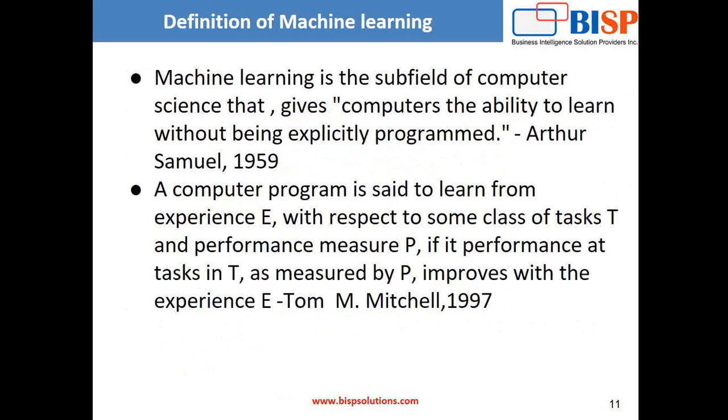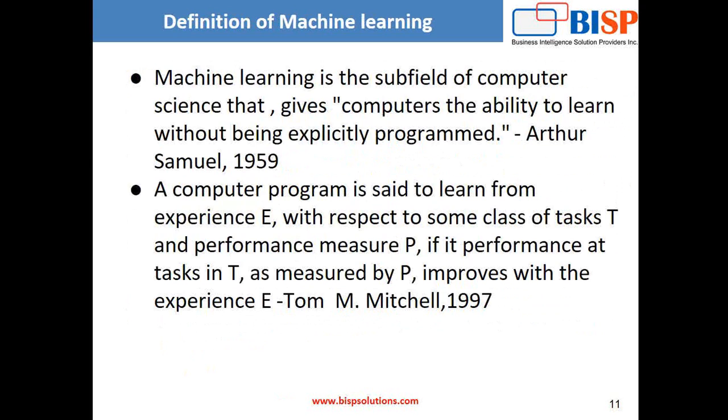But a very mature definition came around 1997. Machine learning is nothing but a computer program that is said to learn from an experience E with respect to some class of tasks T and a performance measure P, if its performance at tasks in T, as measured by P, improves with experience E.